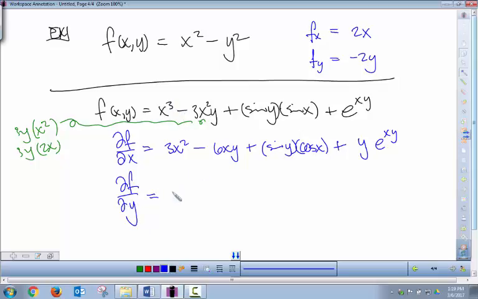So the first one is 0. We could put 0 there or not. And then here, 3x squared, right? Because y is the variable, so the whole thing, including the x squared, is a constant. And now, sine x is a constant. The derivative of sine y is cosine y.